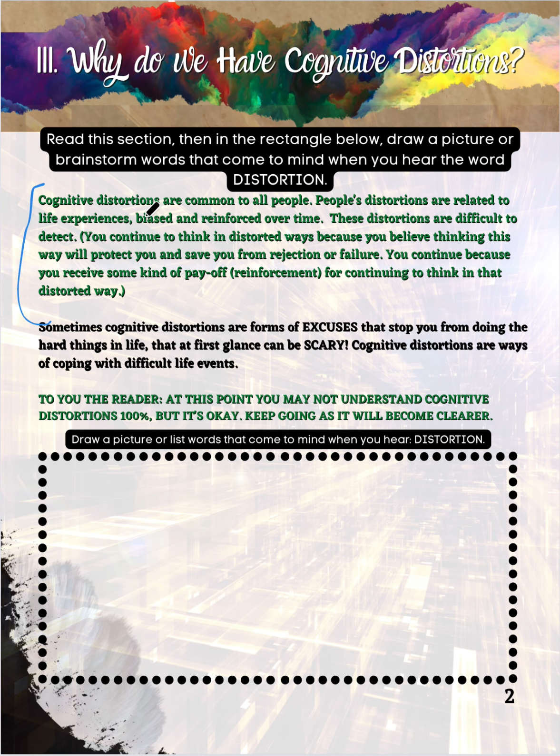Now, sometimes cognitive distortions are forms of excuses that stop you from doing the hard things in life. So that's another reason why we have distortions. Okay, because doing something that's hard is scary, and so if you have these distortions, then they prevent you from doing the scarier things.